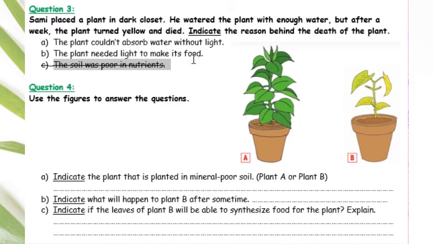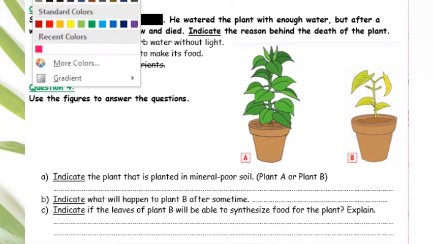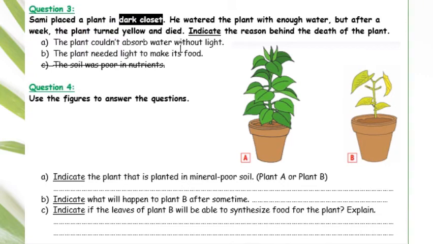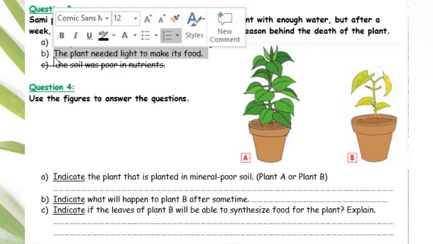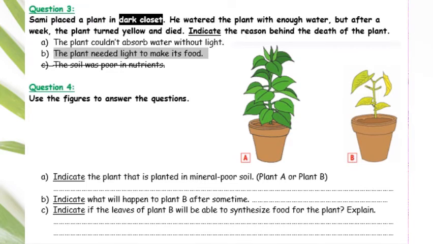So I think Sammy gave his plant the nutrients or the minerals that it needs. But what did he do? He placed the plant in a dark closet without light. Can plants live without light? No, they cannot. A plant can absorb water even without light, but the reason was that the plant needed light to make its own food. So I'm going to highlight and choose this answer.